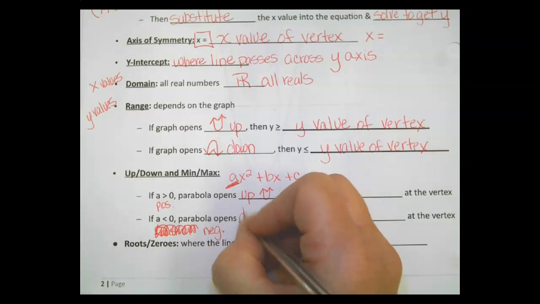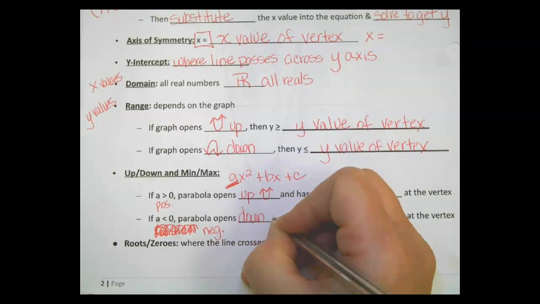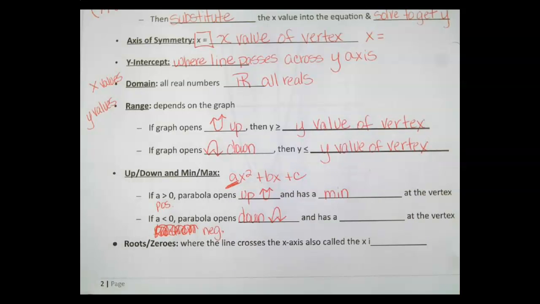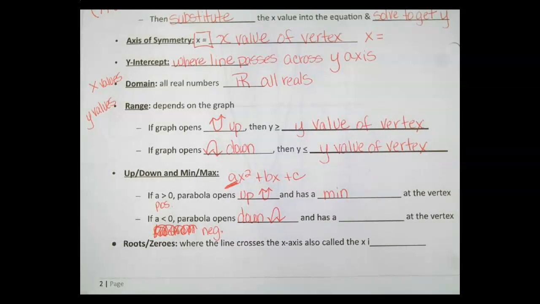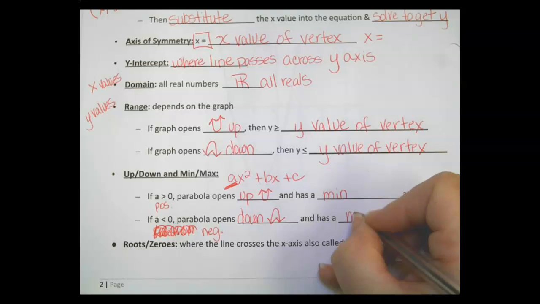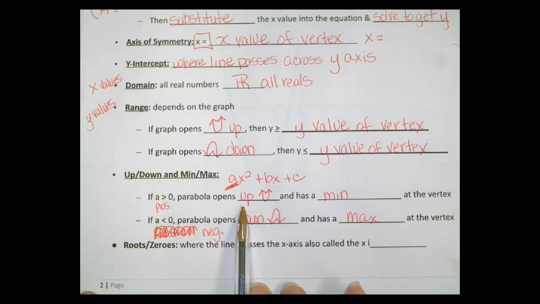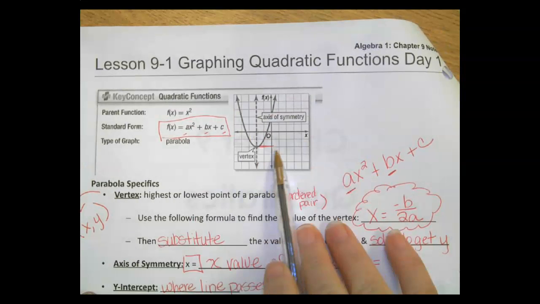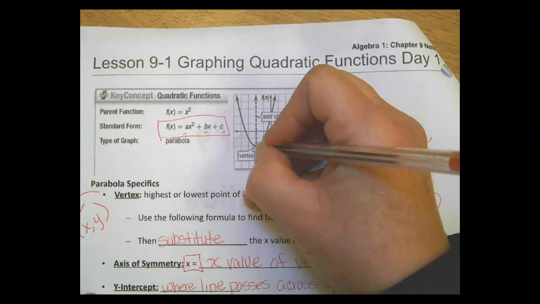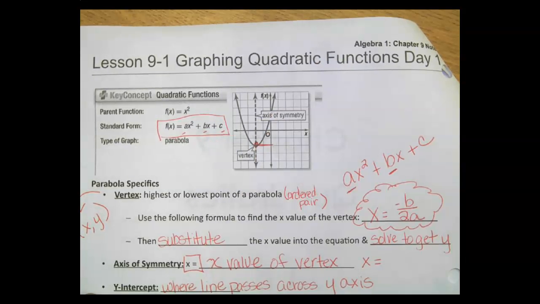And it opens downwards, then it would have a maximum. And you're thinking, wow, that's kind of backwards. So let's talk about that. So this one is opening up. This one's opening up. This is a minimum value. It's the smallest value, and that's what they're talking about.